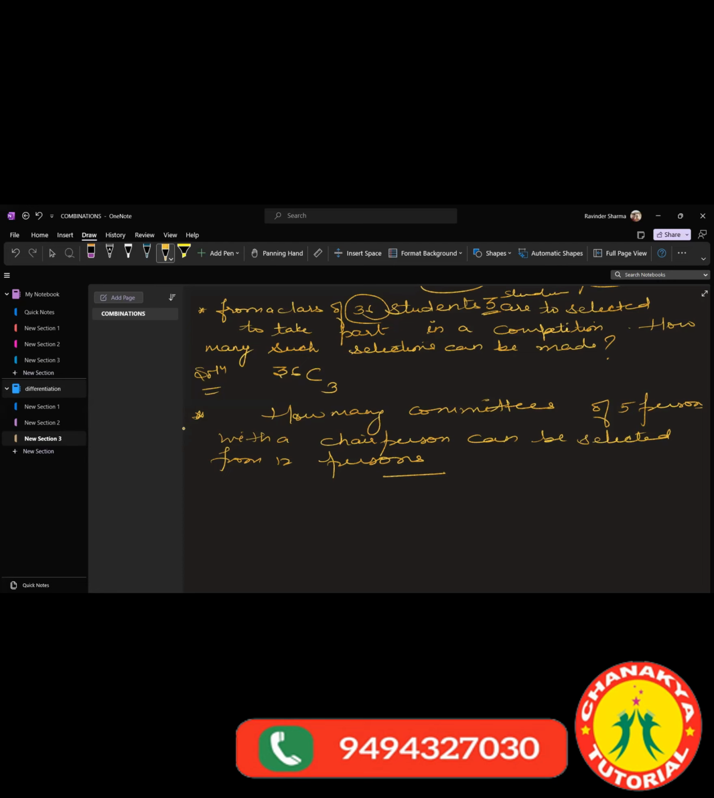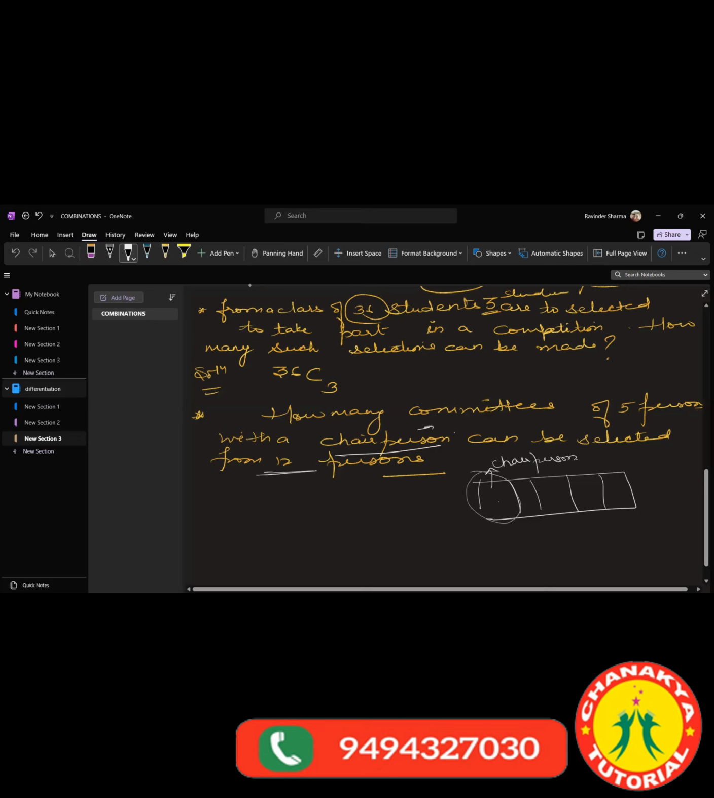Tell me, Dhananjay, any idea you can give for this question? Ma'am, 12C5 maybe. See, the chairperson will have a separate post, and the committee members are different, right? So 5 persons you have to select out of 12. Suppose this is a post for chairperson. From these 12, all are eligible. So the number of ways to select a chairperson will be 12.